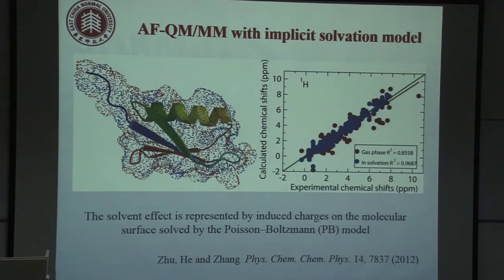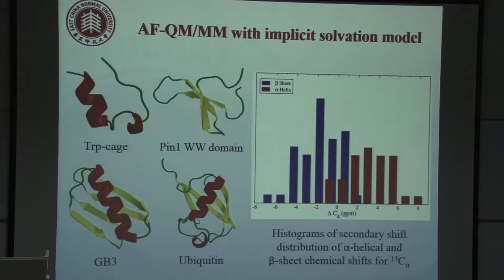So as we know, most NMR measurements of proteins are carried out in the solution phase. So what we do here is we use the Poisson-Boltzmann equation or other PCM models. We can solve the surface charges and use the surface charges as a reaction field to polarize the proteins. So we just use this as an embedding field, and we can see a remarkable improvement. Like in gas phase, for this proton chemical shift, the correlation is 0.85. Once we include this solvation, the correlation is 0.96. So it's a very effective way to do this.